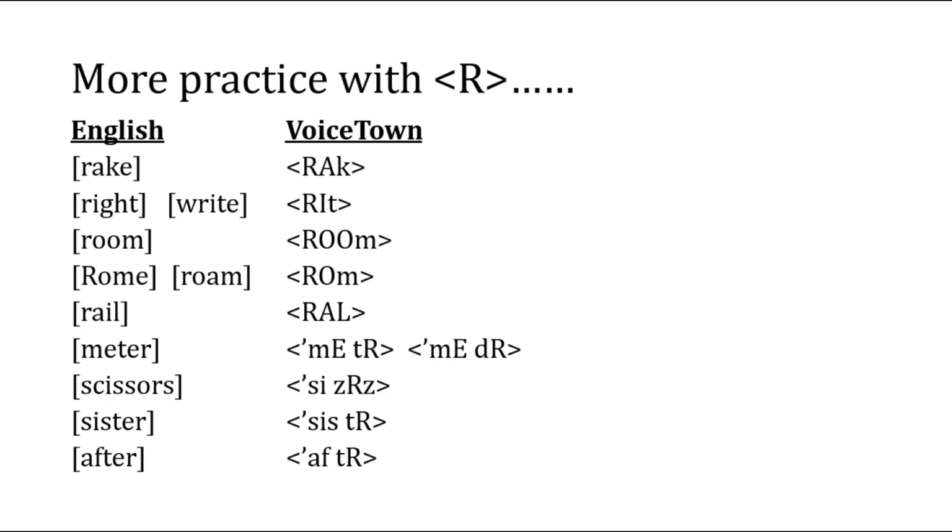Rail, meter. We don't give it a sharp t sound as in meter, we say meter. Scissors. Sister. After. Now this one can be difficult because we have the small a at the beginning, which sounds like ah. Many of you say ah, so think about it and say after.